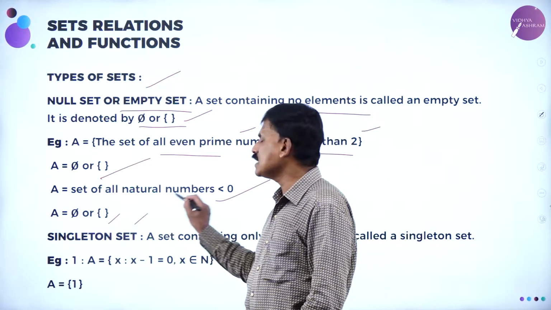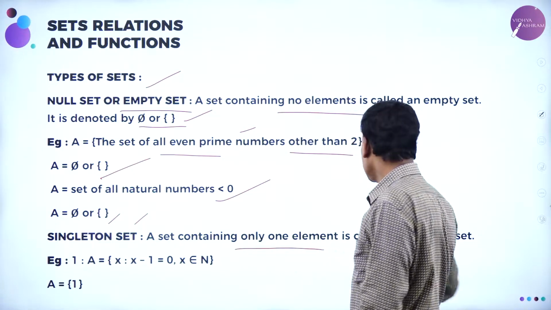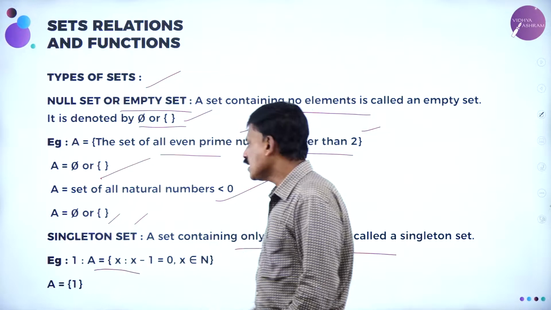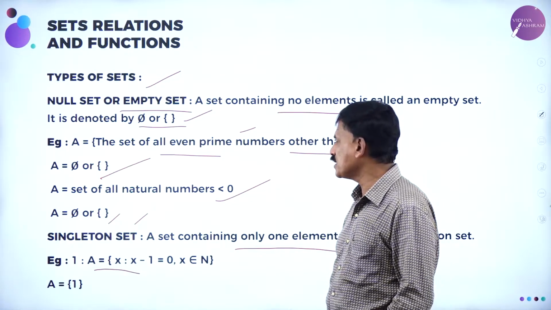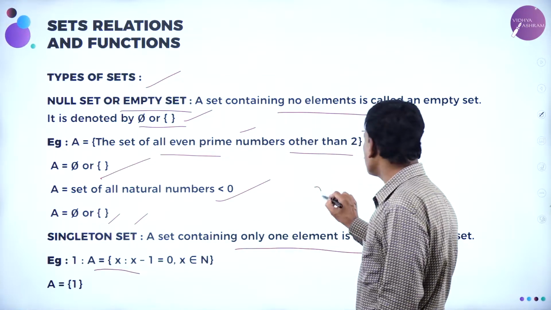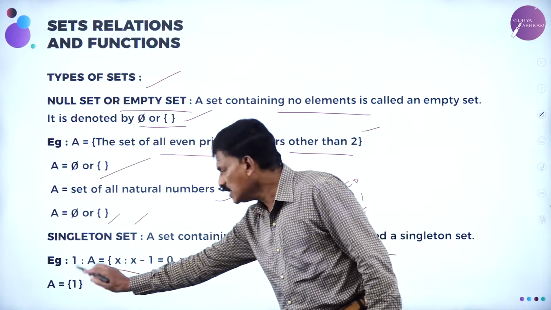Next, singleton. Single means one. A set containing only one element is called a singleton set. Let us consider an example. If A is equal to {x such that x - 1 = 0}, what is x - 1 = 0? That is nothing but x equal to 1. So, A is equal to {1}.